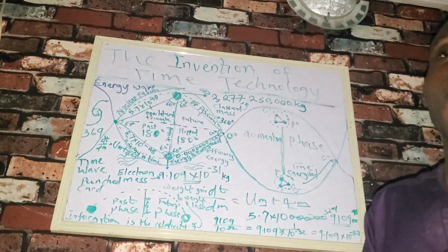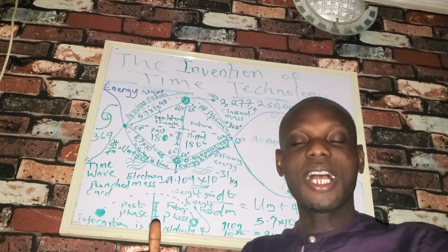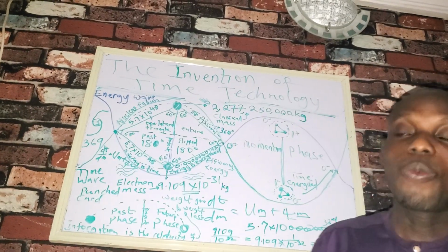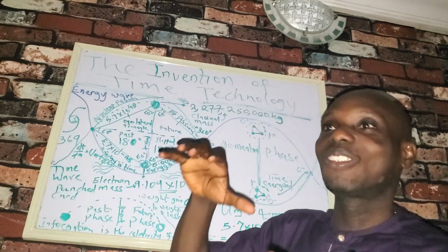So what is the essence of having the solar corona above the surface of the sun? When you see the solar corona, you see that it is momentum.